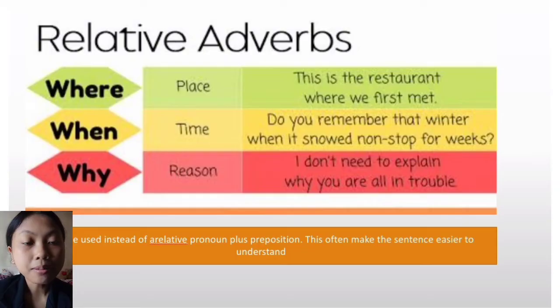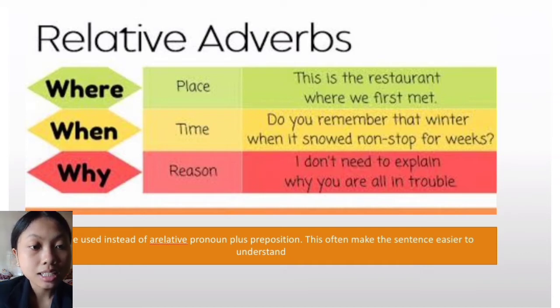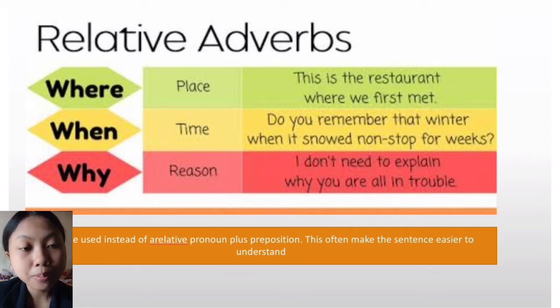And then we have relative adverbs, which are used instead of a relative pronoun plus preposition, and these often make the sentence easier to understand. So we have where, when, and why. The first is where. It is used to point to a place. The example is, this is the restaurant where we first met.